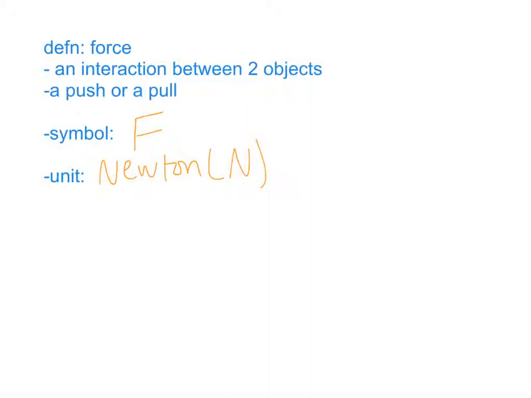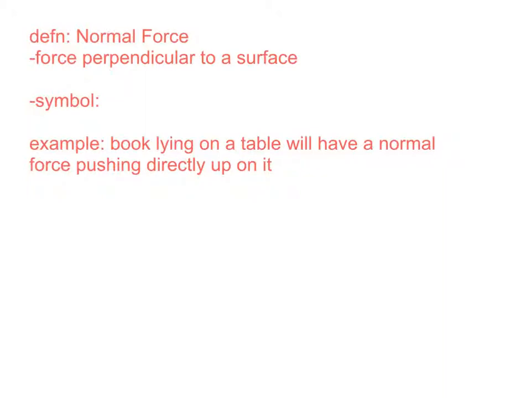Forces are everywhere, so what we're going to do is define the main types of forces that we'll be dealing with. I'll give examples of each of those, and then we're going to look at Newton's first law. Our first type of force is a normal force, and a normal force is a force that is perpendicular to a surface. Normal just means perpendicular, so it's at a 90-degree angle to whatever your surface is. The symbol for a normal force is a capital F with a subscript of capital N.